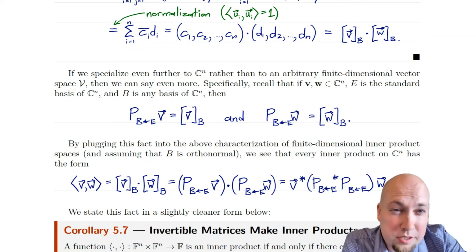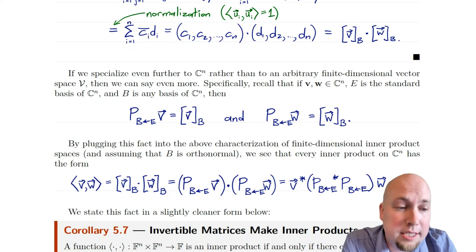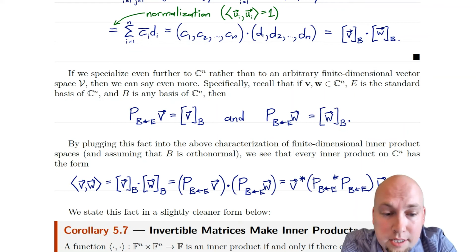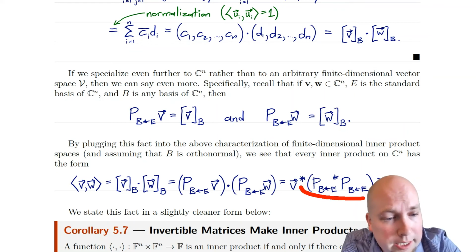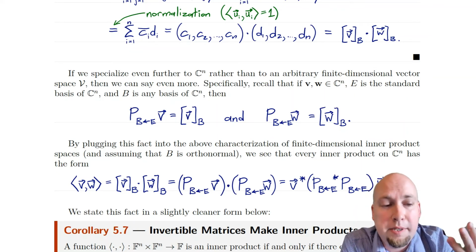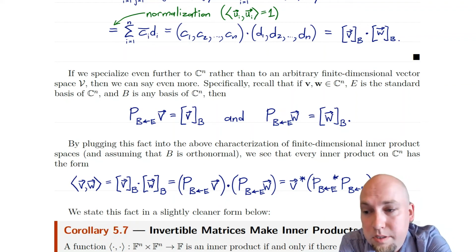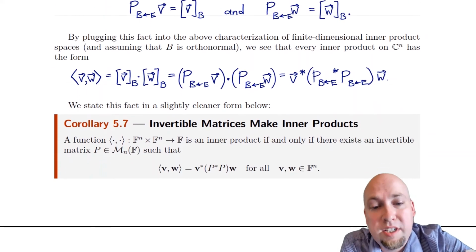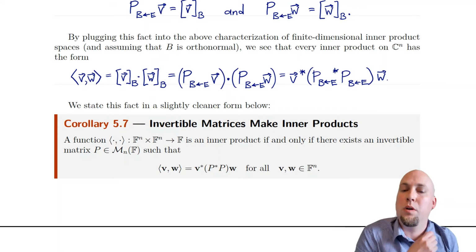But the converse is true as well. Every invertible matrix is a change of basis matrix. Okay, so really all that's going on here in the middle is we've got some invertible matrix times its own conjugate transpose. All right, so then when you throw all of this together, we get exactly this corollary down here.